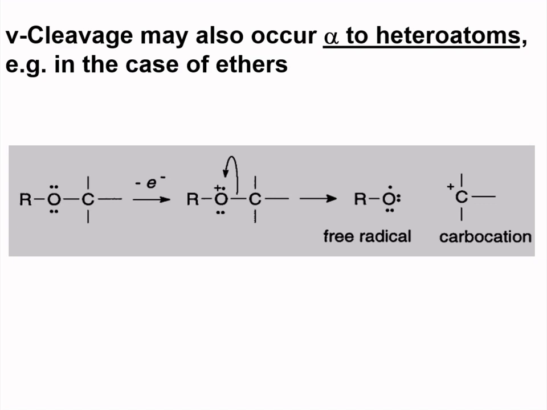Cleavage may occur also alpha to a heteroatom. In this case, heterolytic fission will occur of the bond connecting oxygen and carbon, with the formation of a substituted carbocation and an O radical.